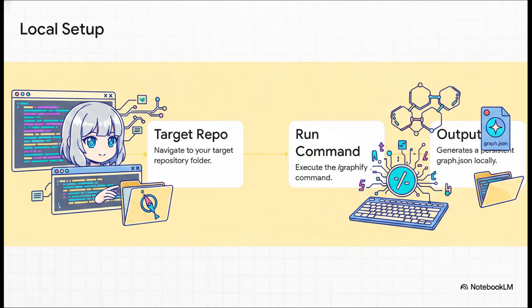Step 1, open up your AI assistant. Claude Code is absolutely perfect for this. Step 2, navigate over to your target repository folder. Step 3, just run the command /graphify, and that is literally it. Graphify fires off its dual-pass extraction and, for step 4, drops a persistent graph.json file right into your local folder, alongside that interactive HTML map we talked about.